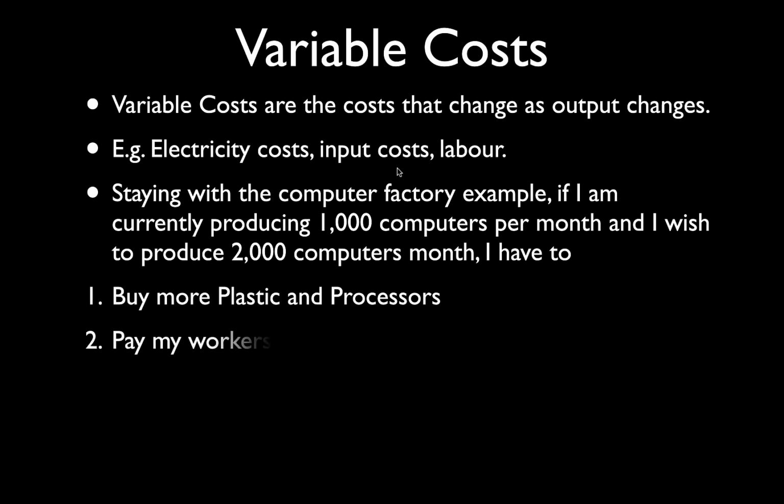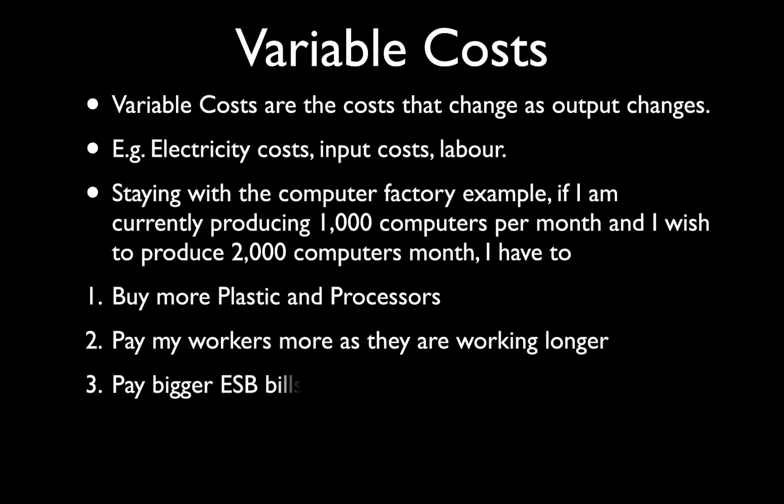Well, I'll have to pay my workers more as they're working longer, and most likely if I'm going to double my production, I'm going to have to increase the amount of workers that I pay. So the wages that they receive, which is different to salary, wages that these workers receive, my wage bill will rise. That's my wage bill. My costs for wages will increase. So therefore, that's a variable cost.